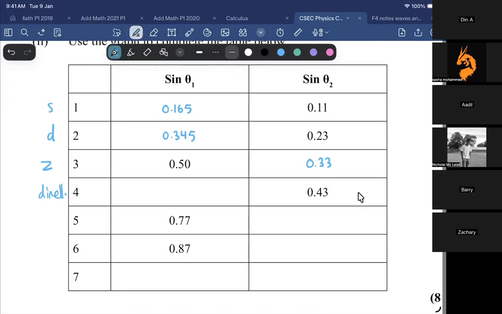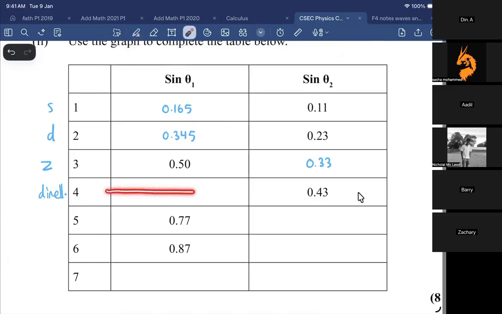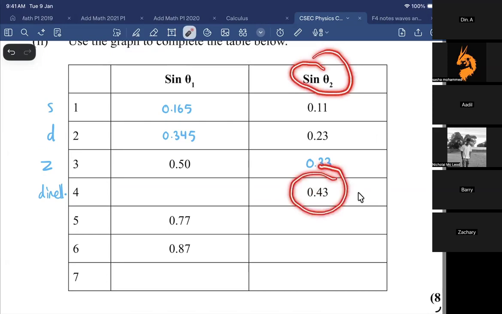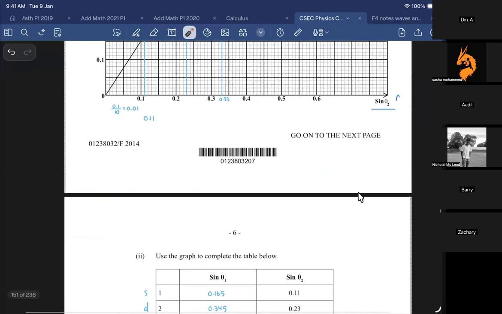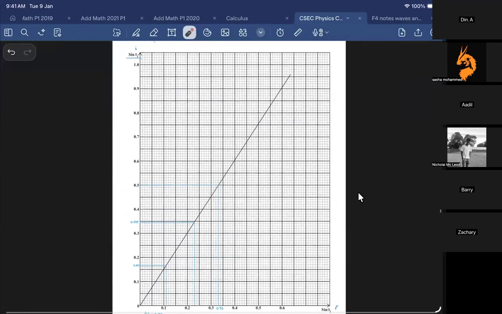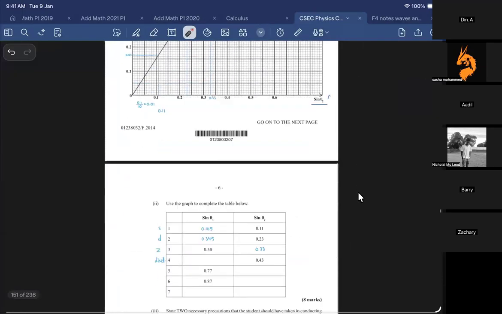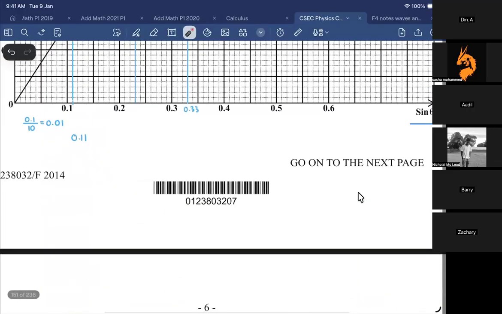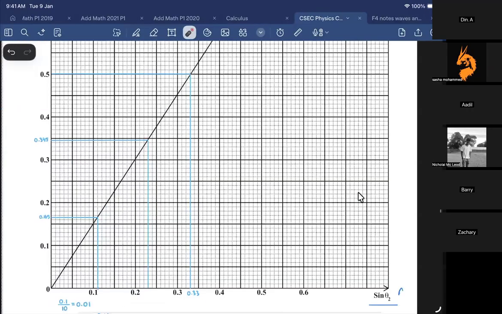Yeah, I hear. So Danelle, in this row, they're giving you the sine theta 2 value. Remind me, is sine theta 2 on the x or y axis? The x-axis. Right. And they're telling us the value is 0.43. So we need to locate 0.43.